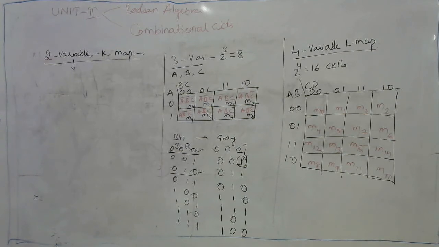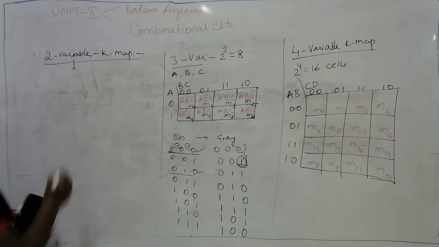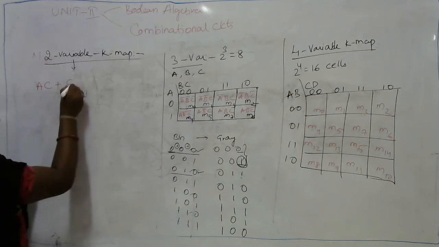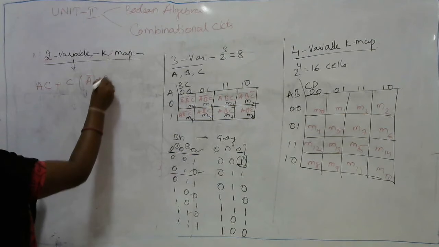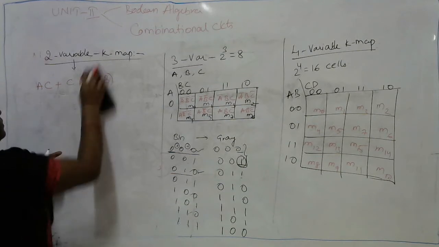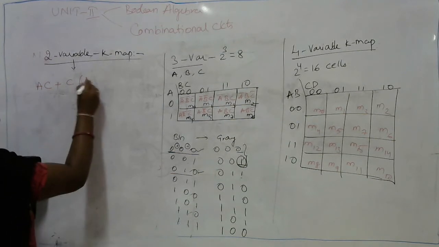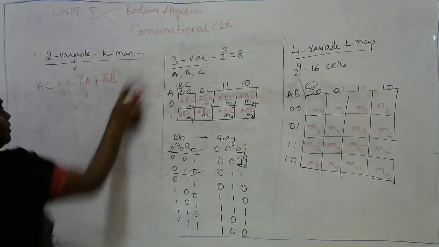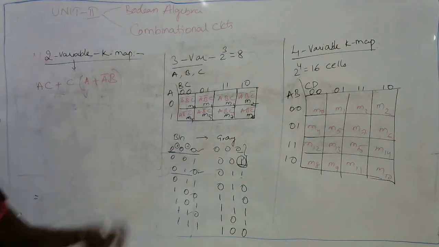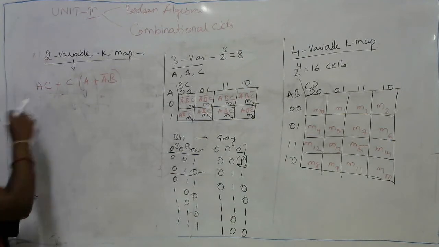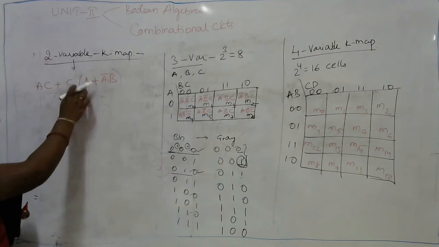So in case of a 3 variable k-map, let me take the expression AC plus C into A bar plus B... C into A plus A bar B. This I want to simplify by using the k-map method. As we observe, this expression consists of 3 variables. One is A, second is B, third one is C.